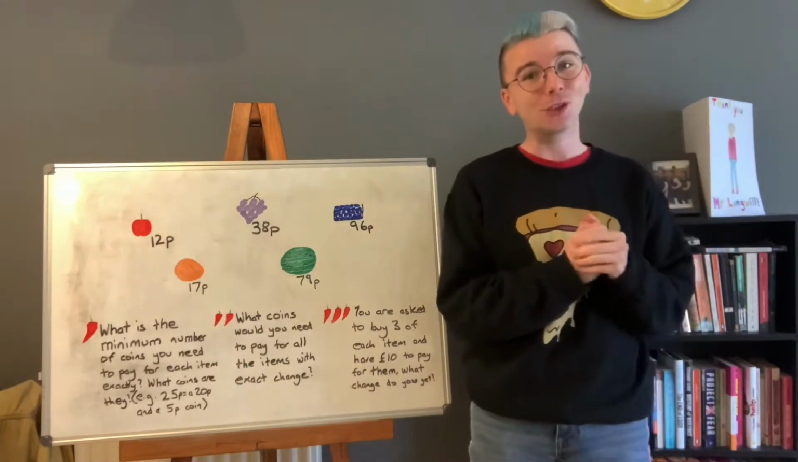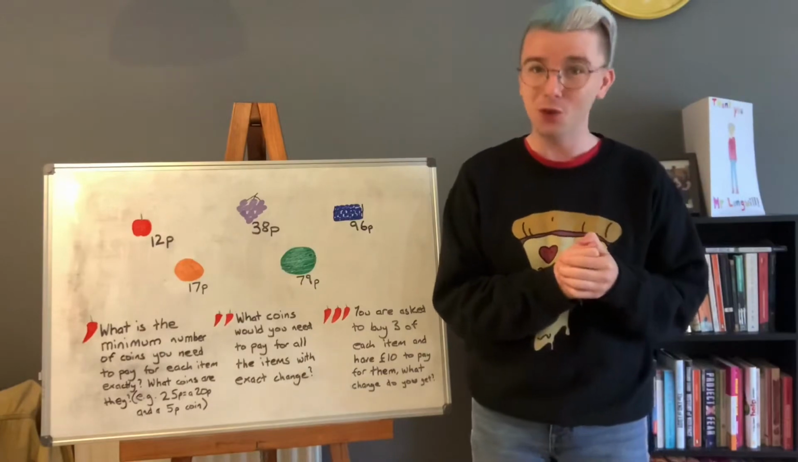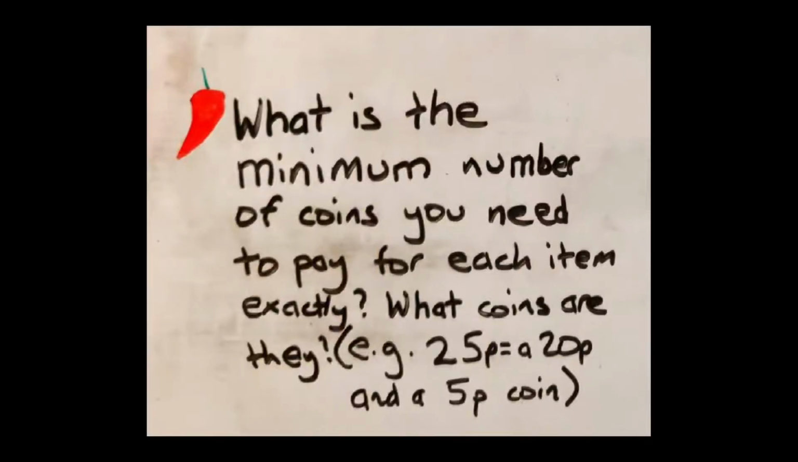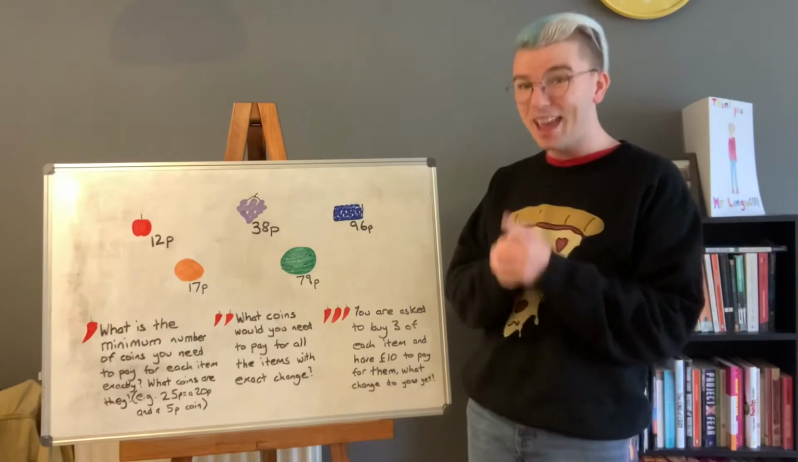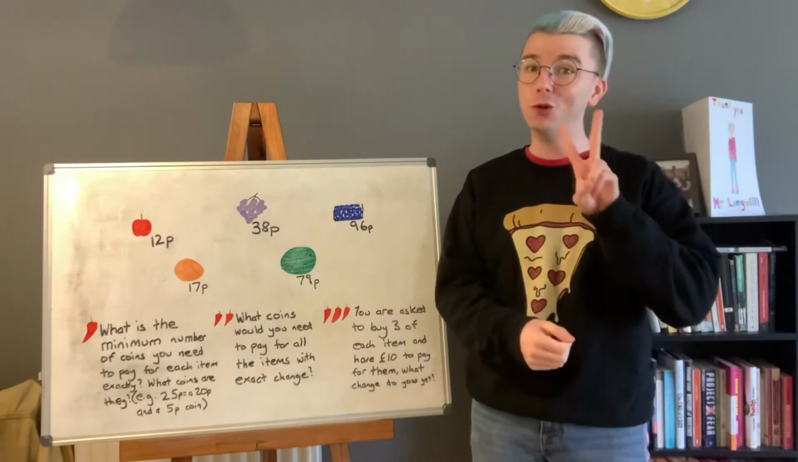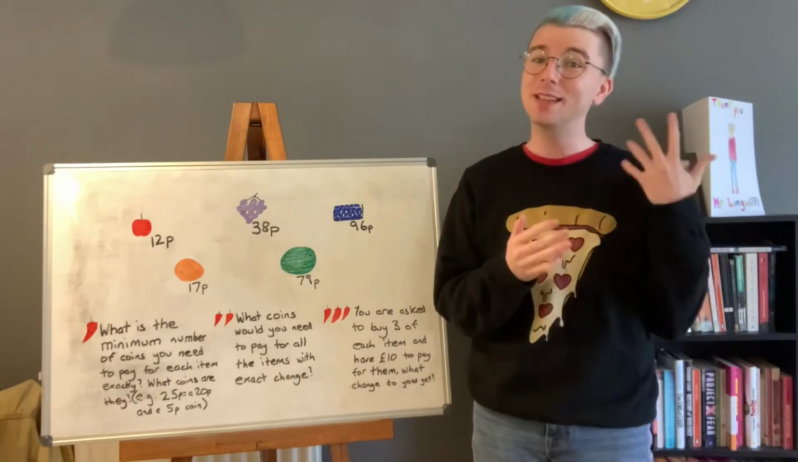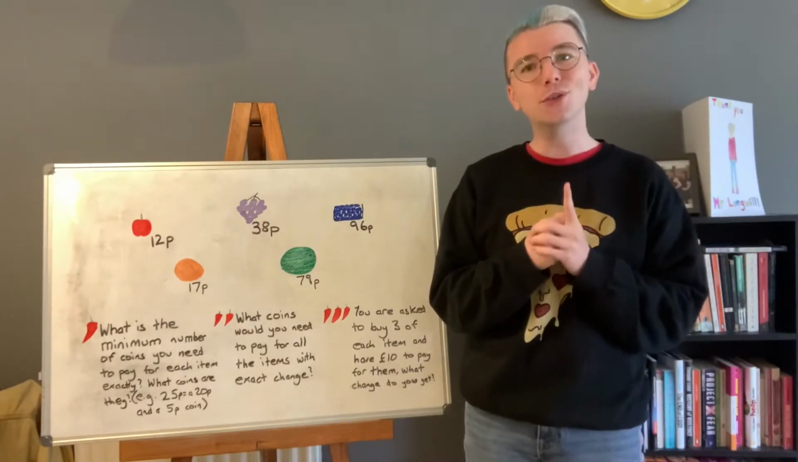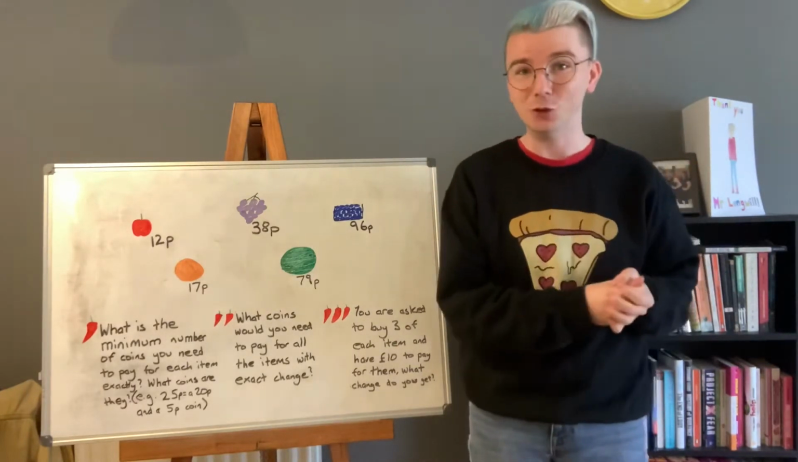With this information, I would like you to do the following. In our mild problem, I want to know what is the minimum number of coins required to pay for each item exactly, and what coins are they? For example, if an item was worth 25 pence, you would know that that would take 2 coins to pay for, a 20 pence and a 5 pence. I want you to do that for each of the items in this shop.